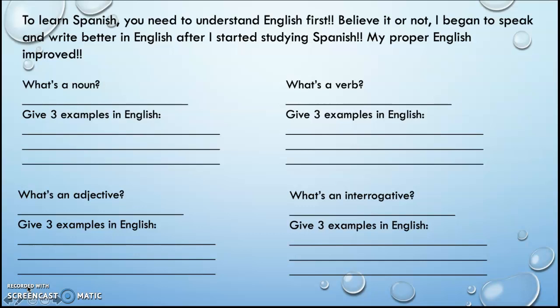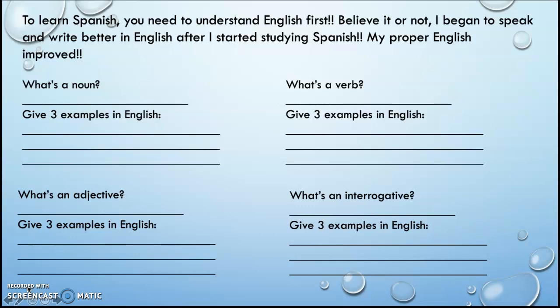Bueno. So hopefully you answered all the questions here and gave me some examples. So what is a noun? A noun is a person, place, or thing. So 3 examples in Inglés. I would love to hear some of your answers. So, however, I cannot, so I'll give you some of my examples.